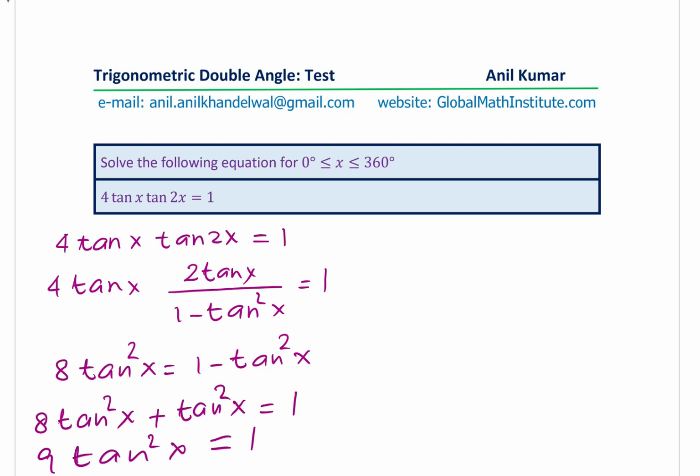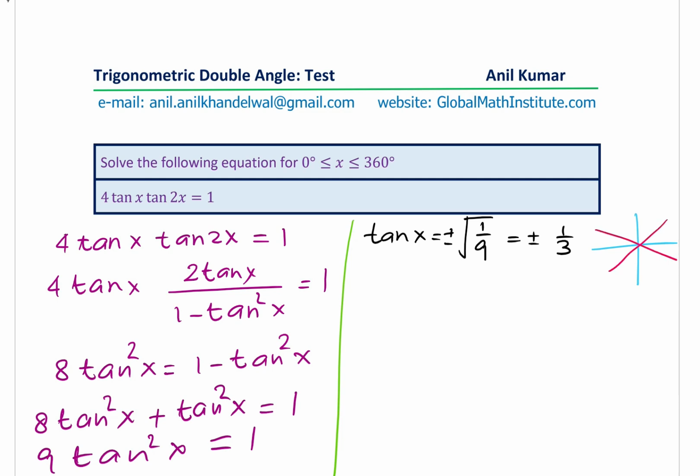Now that could be solved. We can find what tan x is. So we can say tan x is equal to 1 over 9. We'll do square root, and whenever you do square root, you have to take plus and minus. So we get plus minus 1 over 3 as the value of tan x. Now it could be both negative and positive. That means within our domain, we get four solutions, right?